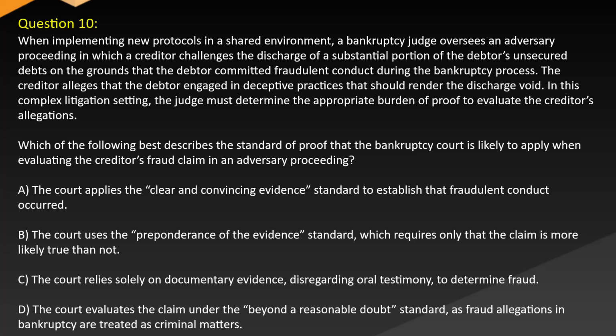A. The court applies the clear and convincing evidence standard to establish that fraudulent conduct occurred. B. The court uses the preponderance of the evidence standard, which requires only that the claim is more likely true than not. C. The court relies solely on documentary evidence, disregarding oral testimony, to determine fraud. D. The court evaluates the claim under the beyond reasonable doubt standard as fraud allegations in bankruptcy are treated as criminal matters.